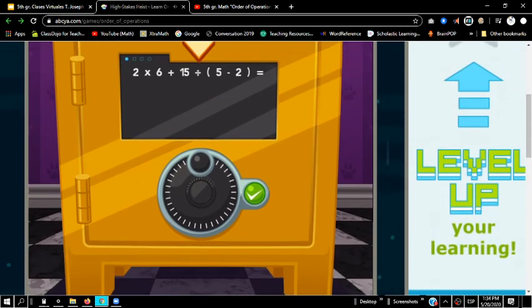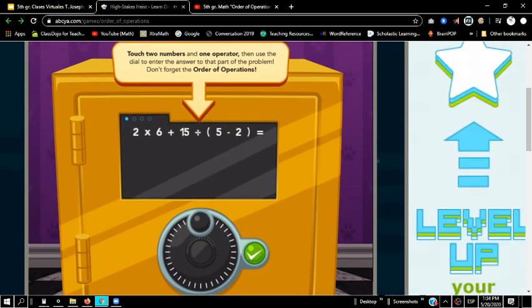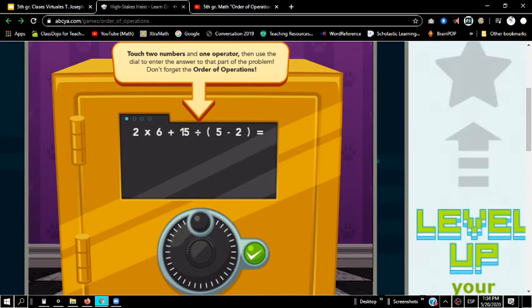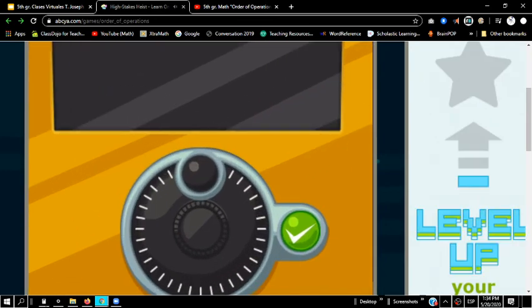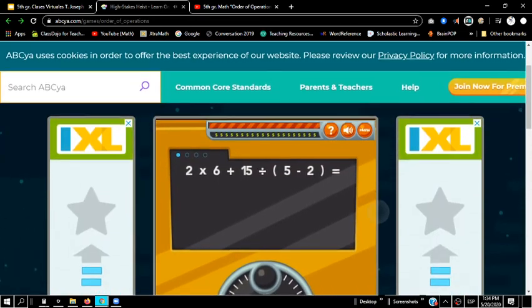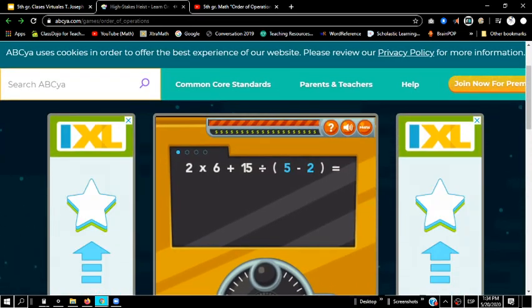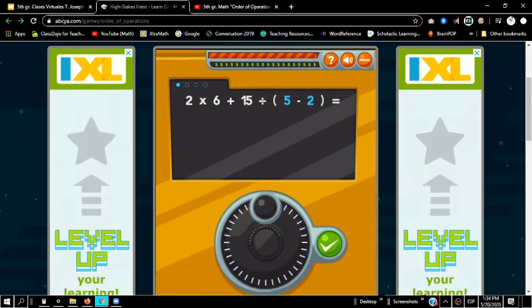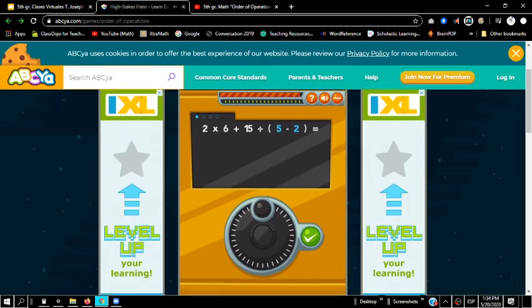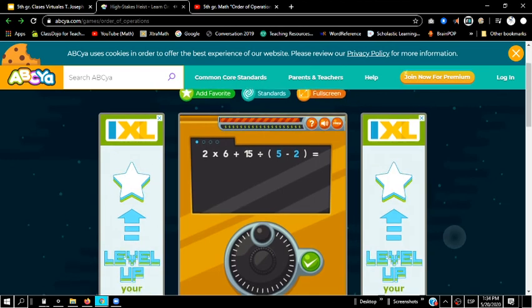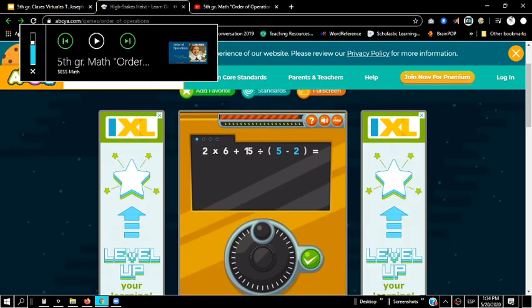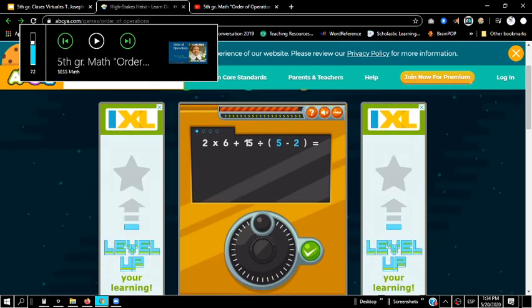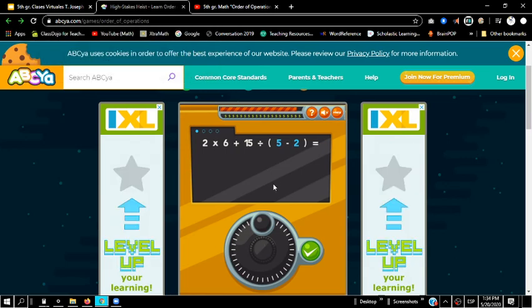So, let's see. Touch 2 numbers. Well, I know that multiplication is first, but parentheses goes even before multiplication. We haven't really learned that yet, but 5 minus 2 is the first part, and we're going to move the dial over to see if we can find the correct answer. I wonder if there's a way I can turn the music off. There we go. Okay, let's move that up. Here we go. I need to move that dial over. Let me see if I can figure that out.